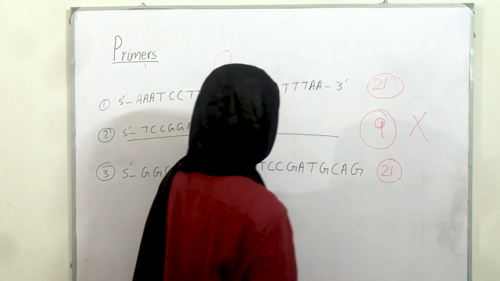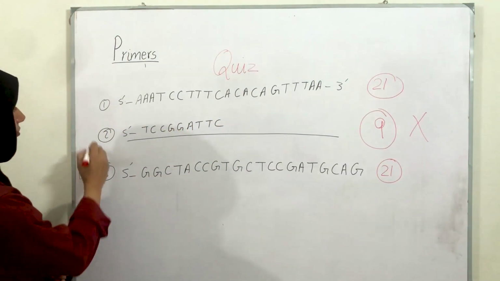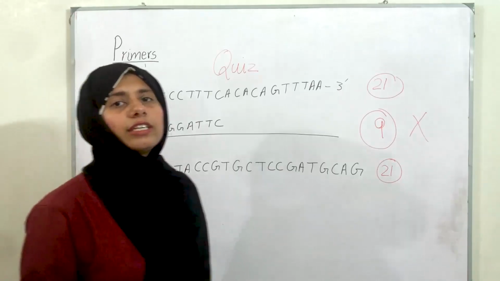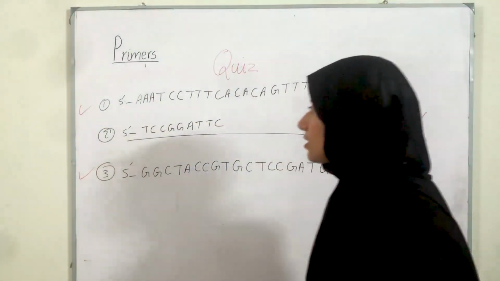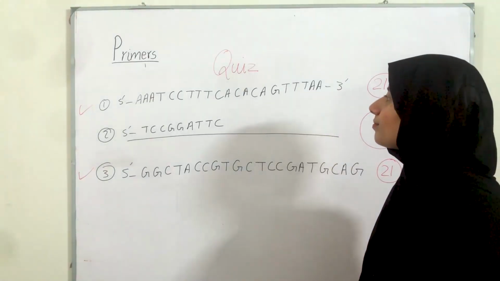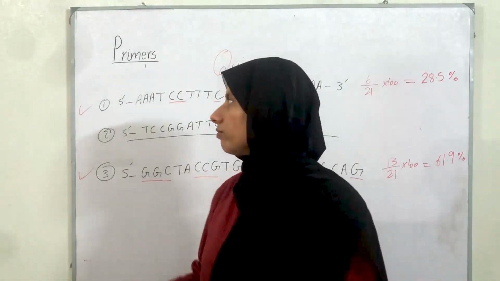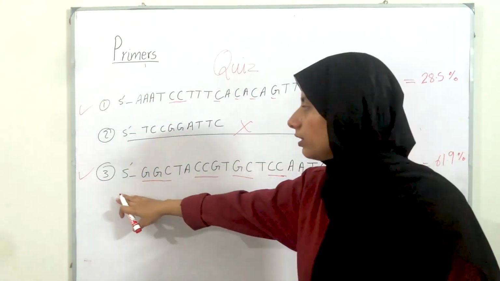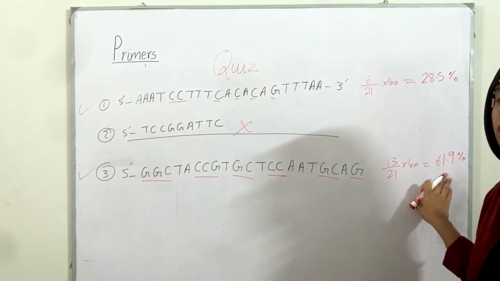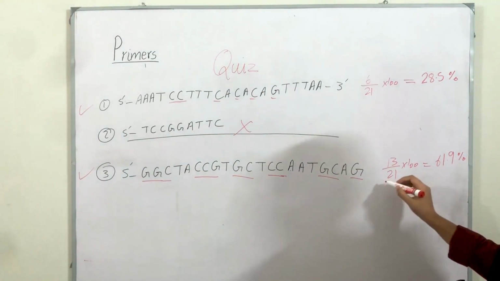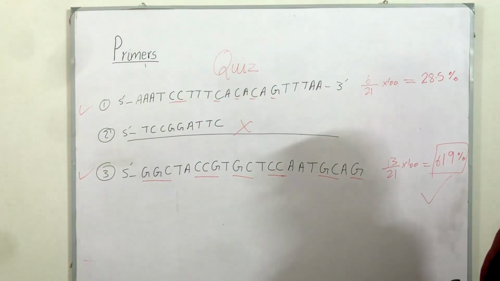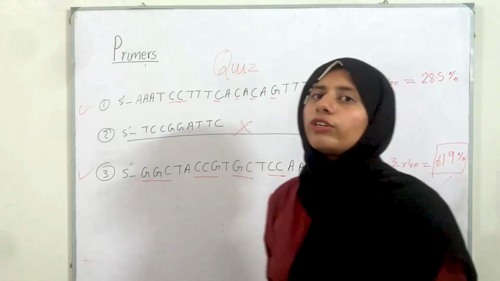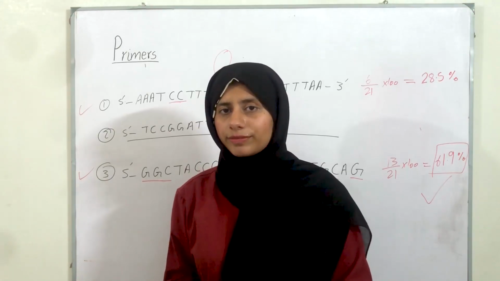Also 21. This means options 3 and 1 can be considered, but option 2 must be eliminated because this sequence is too short. Next, we'll see the GC content. The GC content of the first option is 28%, while for the third option, for this primer, we have 61.9%. So this one is the best option out of these two, because the GC content must be between 40 to 60% to give the desired product.